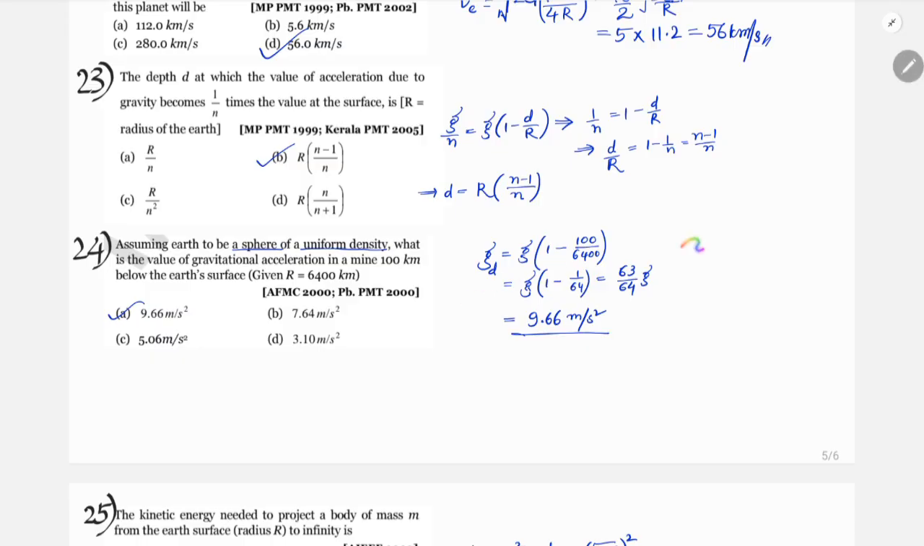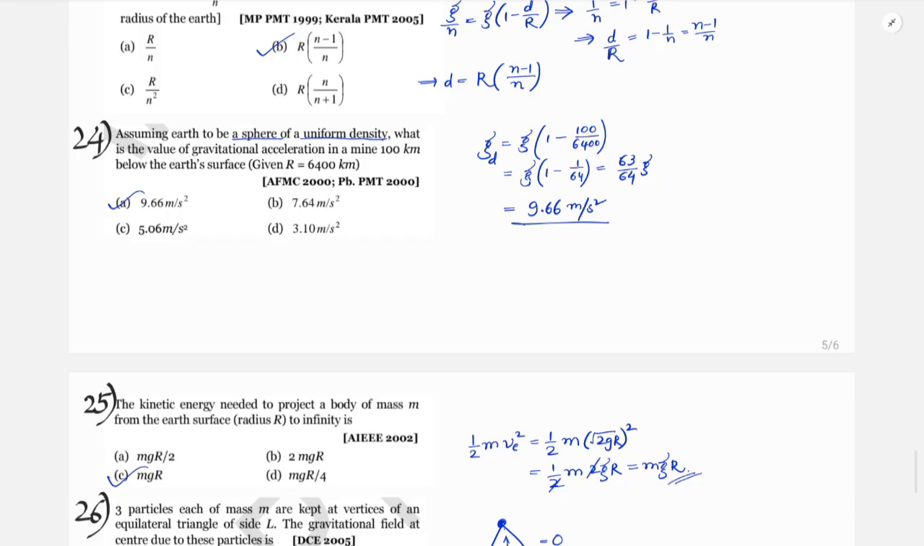Now gd, we know already the formula. At a depth, g varies by using the formula 1 minus d by r. Substitute the respective values. Here g is 9.8. When you substitute, 63 by 64, this much fraction of the surface acceleration due to gravity will exist. If you simplify, you will get 9.66.